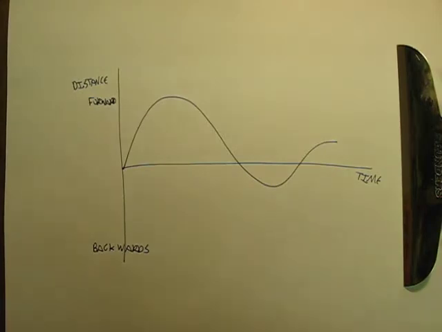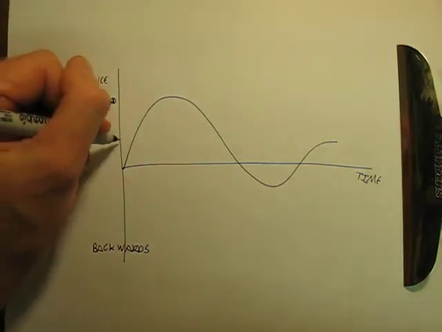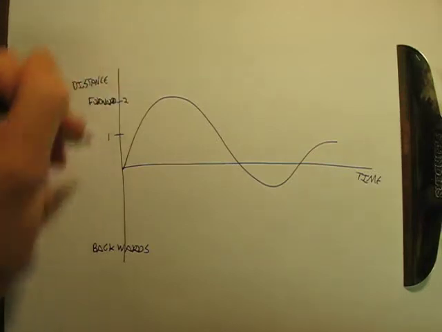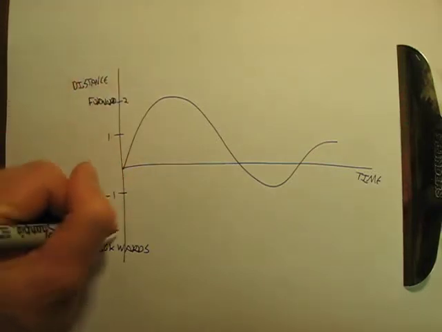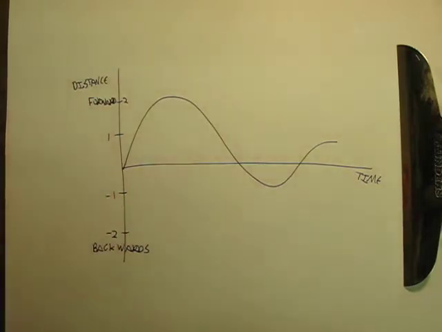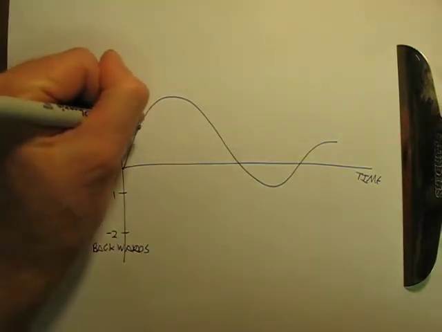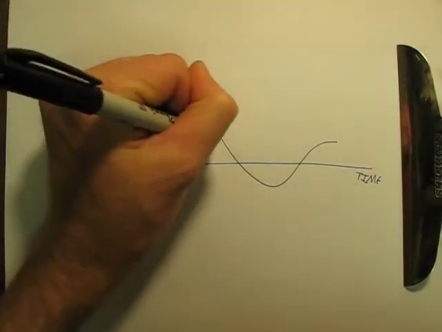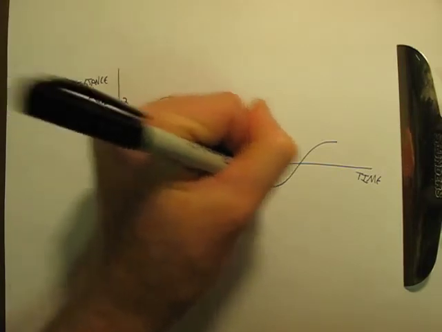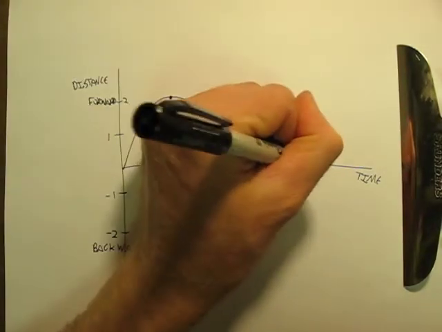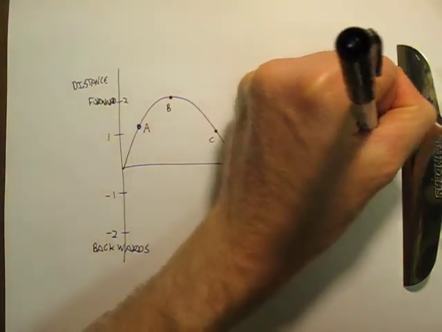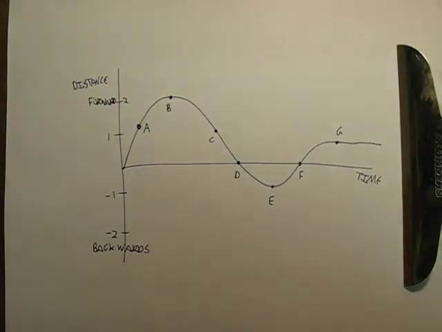Okay. And let's put some numbers on here: 1, 2, 1, 2, -1, -2. And we're going to mark some points. We're going to call this point A, point B, point C, point D, point E, point F, point G. Okay, so now we want to think about what's happening at each of these points.